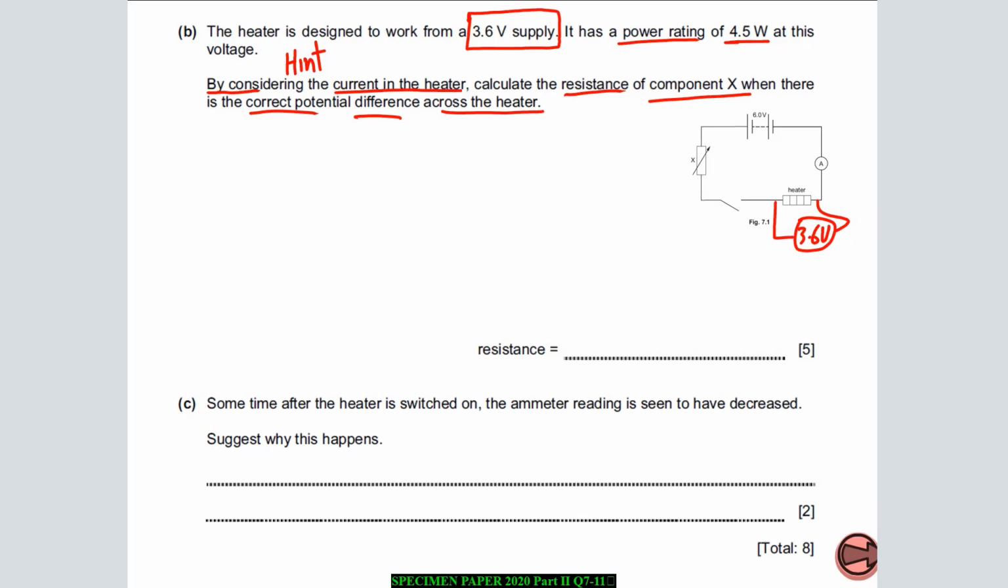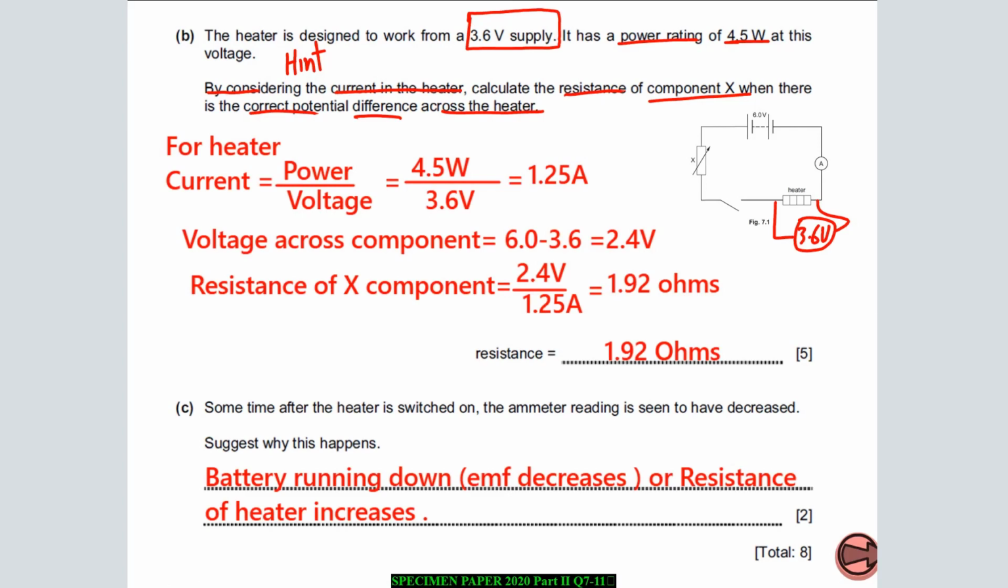Let's see how we can answer this. This is how we can answer this question. First of all, we have calculated I, the current, for the heater. Our answer is 1.25 amps. Now when this switch is closed, the current in this circuit is 1.25 amps, and the same current passes through this resistor and the heater, because they are connected in series.